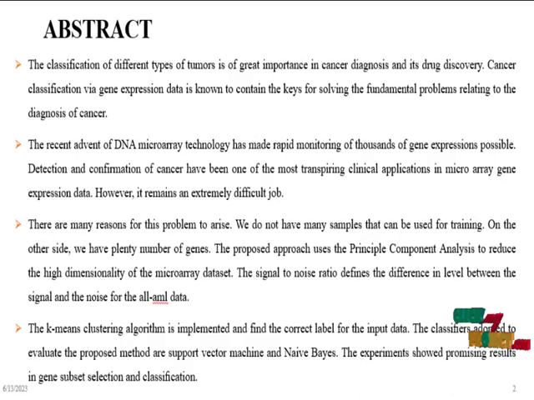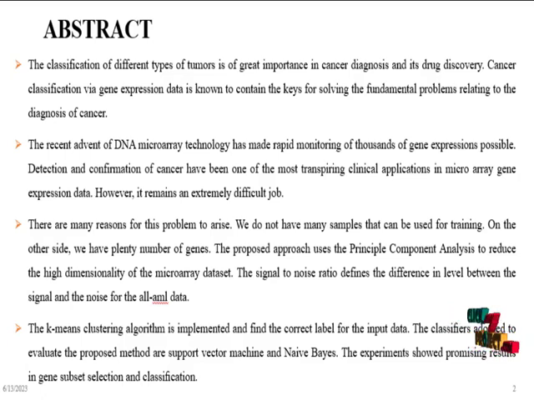The title of the project is Clustering Based Hybrid Feature Selection Approach for High Dimensional Microarray Data. The classification of different types of tumor is of great importance in cancer diagnosis and its drug discovery. Cancer classification via gene expression data is known to contain the key for solving the fundamental problem relating to the diagnosis of cancer. The recent advance of DNA microarray technology has made rapid monitoring of thousands of gene expression possible. Detection and confirmation of cancer have been one of the most transpiring clinical applications in microarray gene expression data.